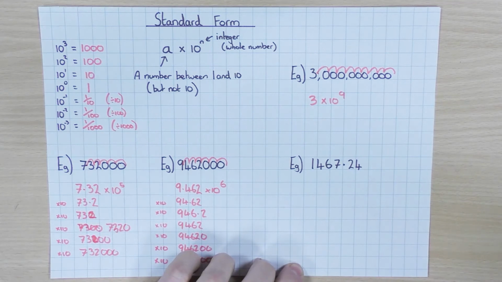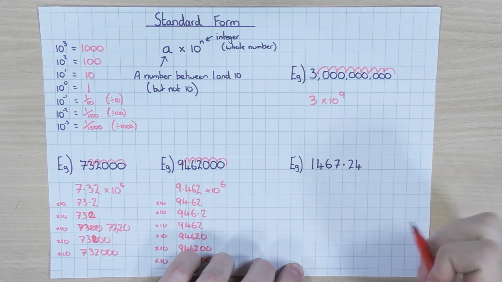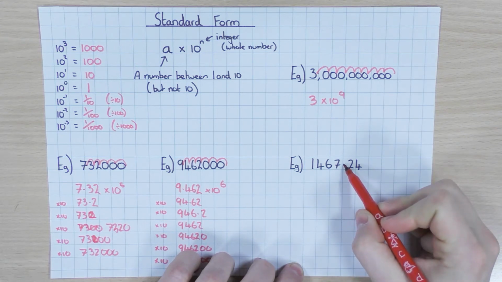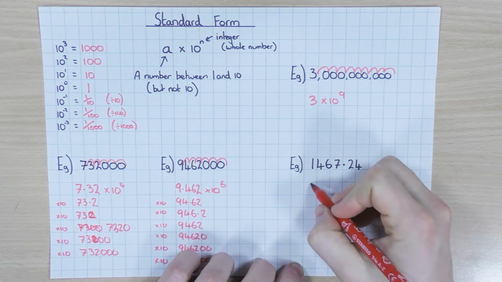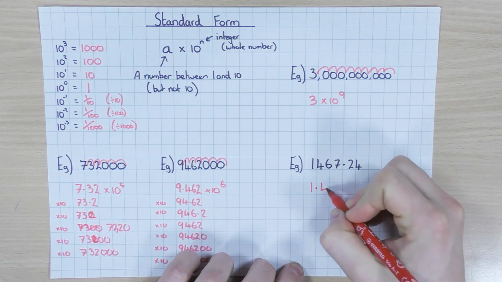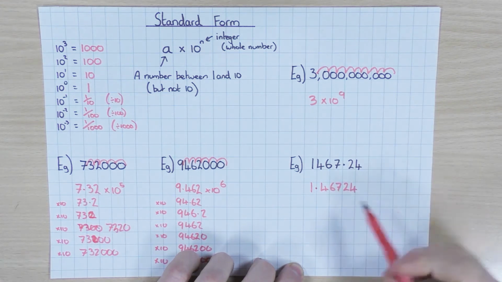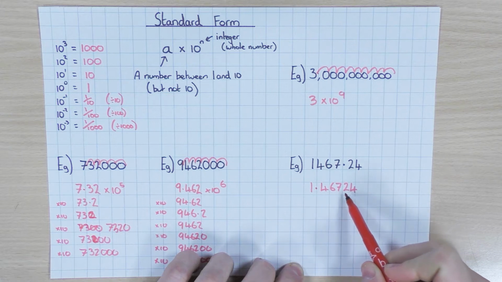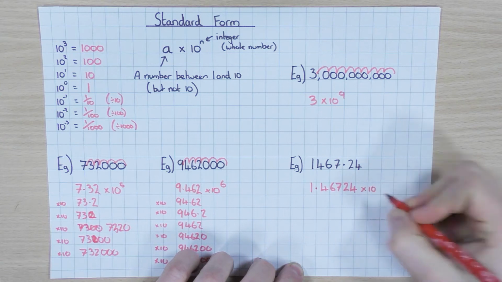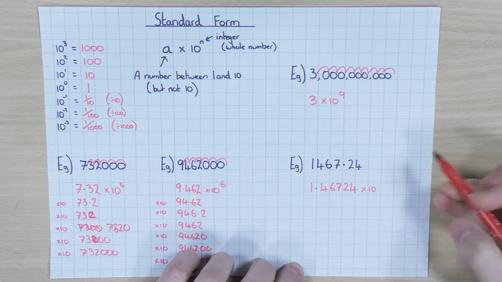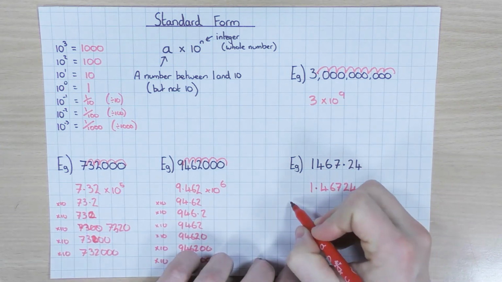This one here is a number that's already a decimal, but again it's not in standard form, so I'm going to put it into standard form. The decimal point is currently there, but I need it so that the number is between 1 and 10. So I'm going to have to move it to be in between the 1 and the 4, like so. Okay, this number now, 1.46724, is between 1 and 10, so that bit's fine. And I need to times it by 10, but how many times do I times it by 10 to get back to the original? I want to go back to this method here, but again, you can do the short one if you wish.